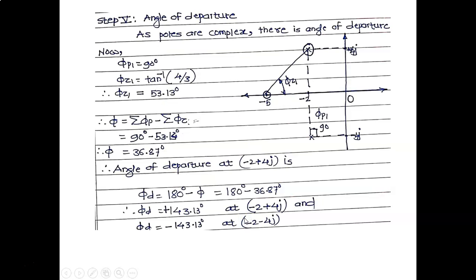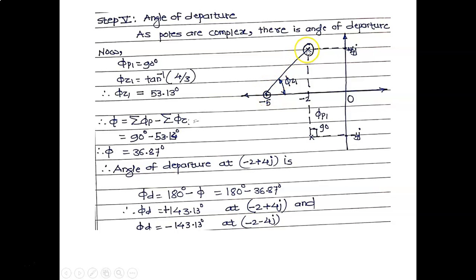Therefore, angle of departure: as poles are complex, there is an angle of departure. Now, therefore, phi p1 is equal to 90 degree. This is minus 2 plus 4j and minus 2 minus 4j. This is phi p1. This total angle is there. Therefore, tan inverse of 4 by 3. Sorry, phi z1 now.